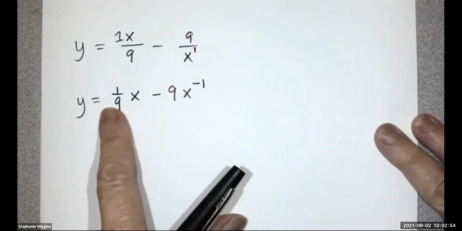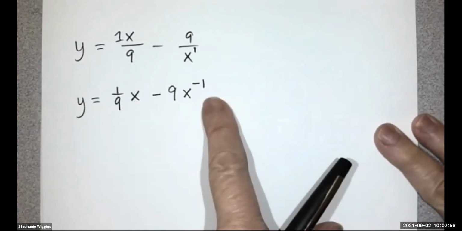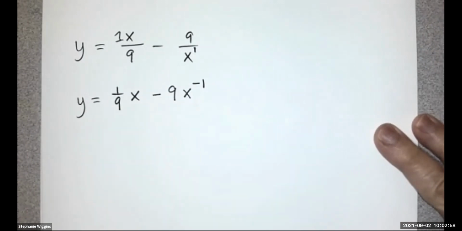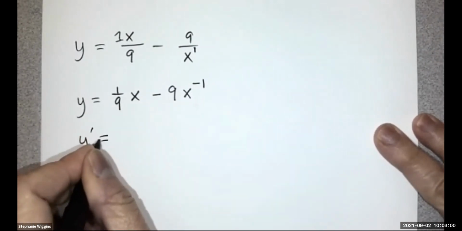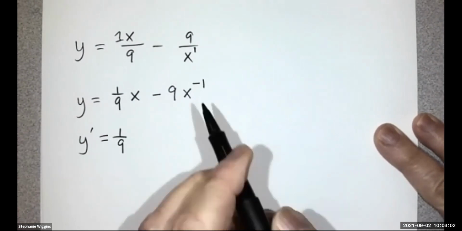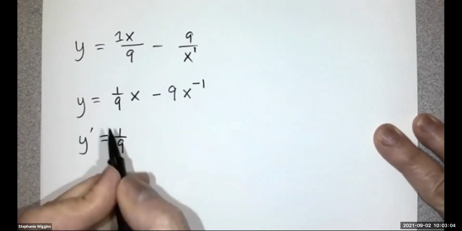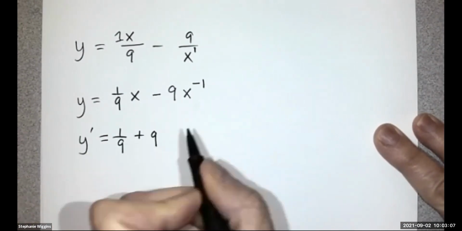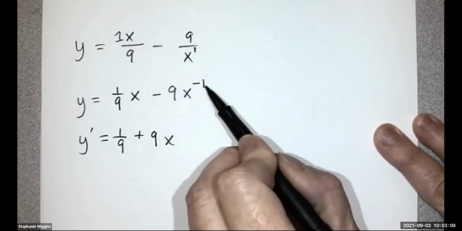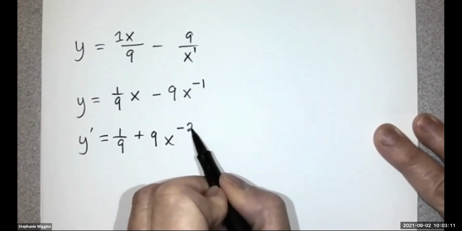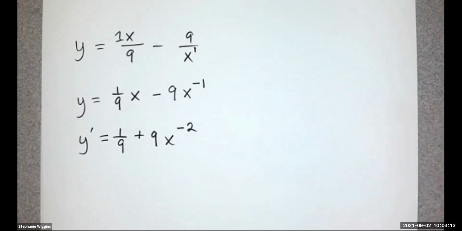Now that it's in the proper form, I can apply the power rule. Here, this is a linear function, so the derivative is just 1/9. And then here we take -1 times -9, that becomes a +9. And then we subtract 1 from -1, and that becomes -2. So this is our derivative.